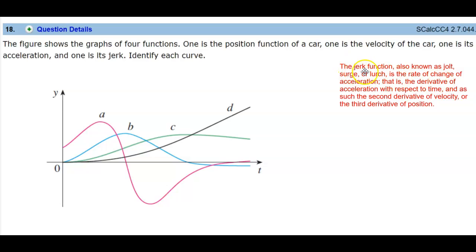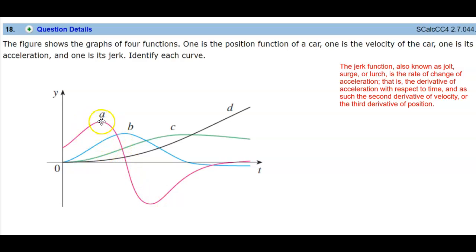Now, just to go back here, the jerk function, also known as a jolt, surge, or lurch, is the rate of change of acceleration. That is the derivative of acceleration with respect to time, and as such, the second derivative of velocity, or the third derivative of position. So let's first take a look at the graph of A.